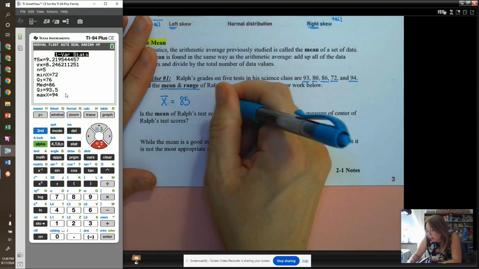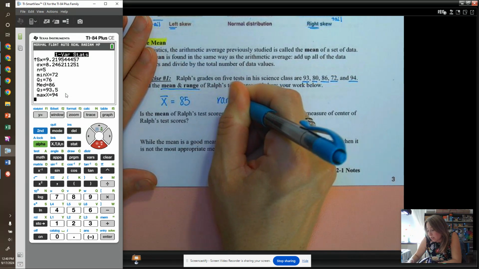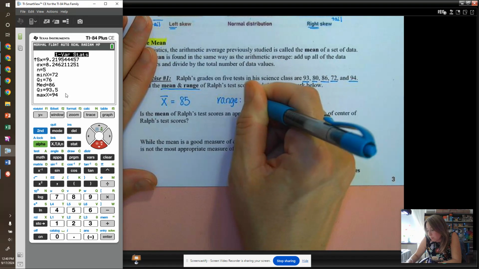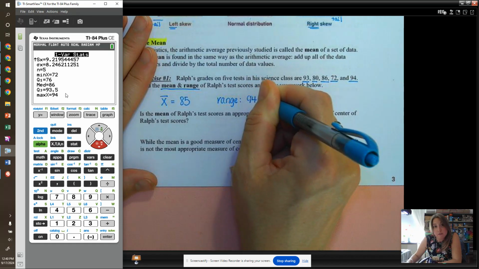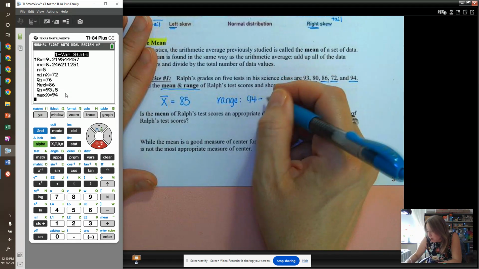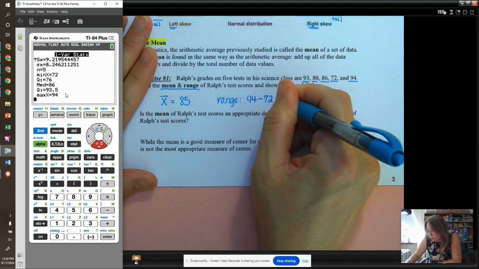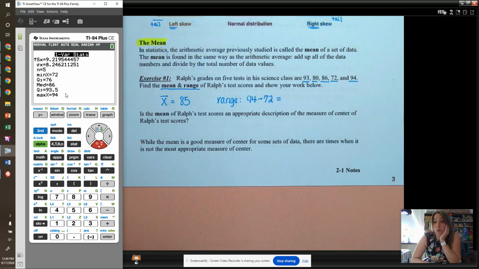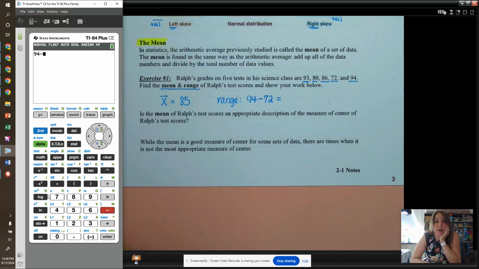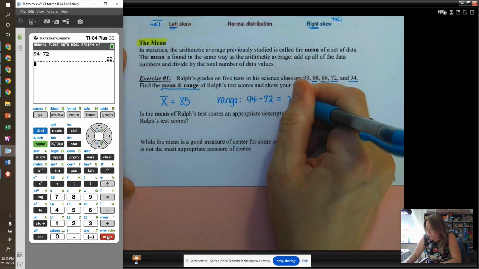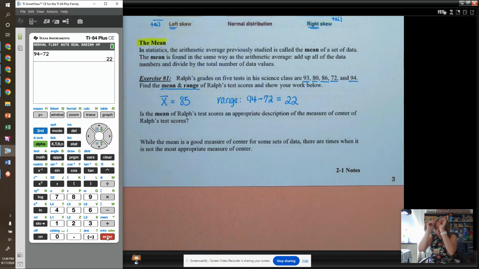So if we want to find the range of our data, we take the maximum, which was 94, minus the minimum, which was 72, and find out what that is. Now notice your graphing calculator doesn't do that part for you in this data spit out, but you use that maximum and minimum together to do it yourself and find that your range is 22.